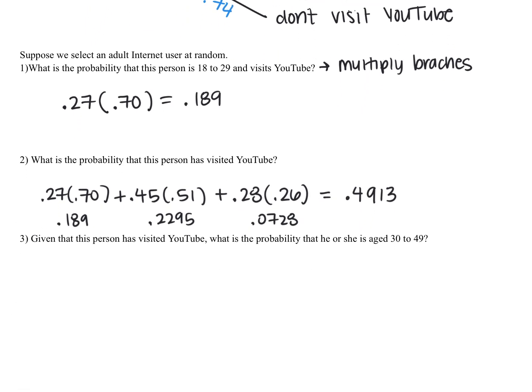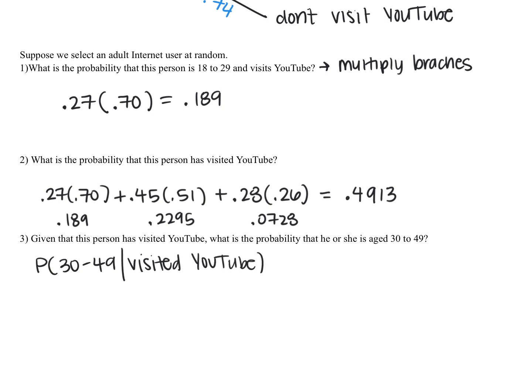Okay. Now we're going to talk about conditional probability. Given that a person has visited YouTube, what is the probability that he or she is aged 30 to 49? So we're saying, what's the probability you're 30 to 49 given you've visited YouTube?